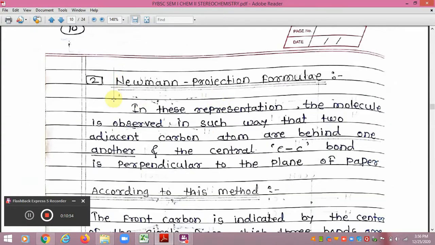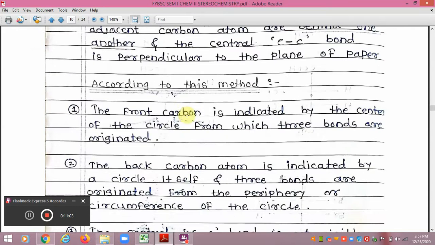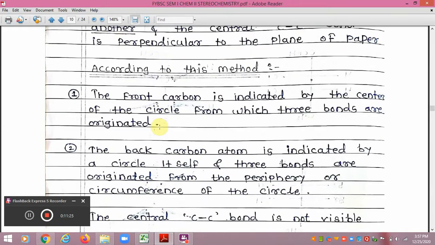Now the second method for the representation of the molecule is called the Newman projection formula. According to this method, the molecule is observed in such a way that one carbon is present behind the other carbon, and the central carbon bond is perpendicular to the plane of the paper. So one carbon is the front carbon and the other carbon is the back carbon, and in the representation according to this method, the front carbon is always indicated by the center of the circle from which the three bonds originate.